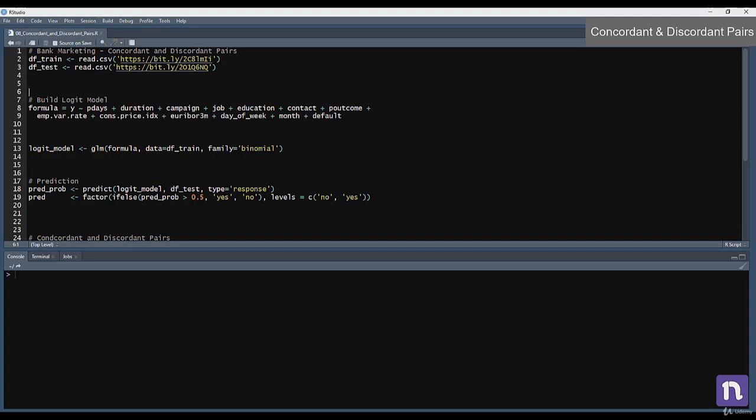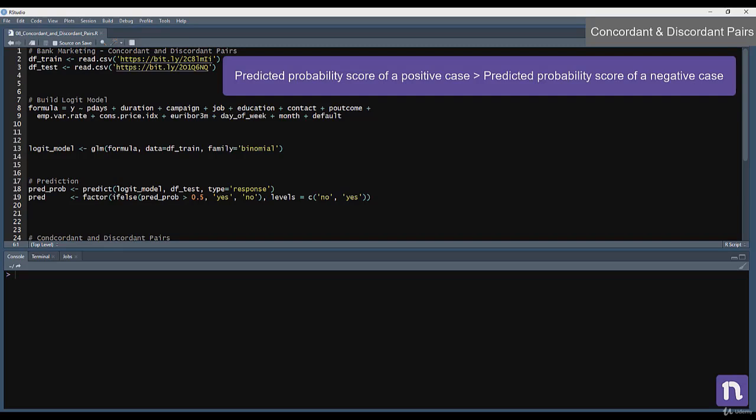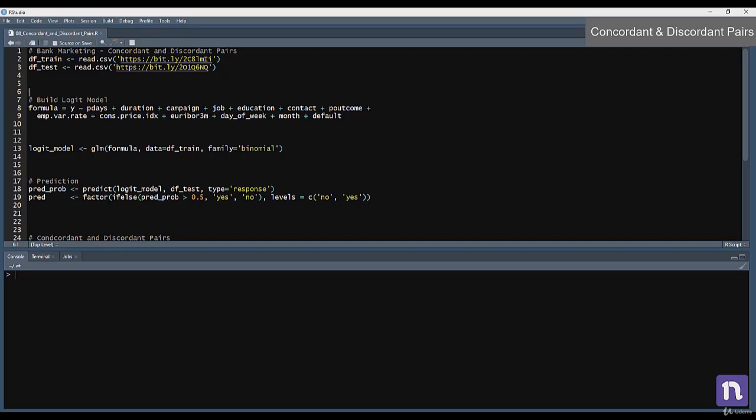Now let's understand the concept of concordant and discordant pairs. For any binary classification model, the prediction probability score of a positive case should always be higher than the predicted probability score of a negative case or a zero case. This is what is called a concordant pair. If this rule is flouted, then that pair becomes a discordant pair. Let's understand this with an example.